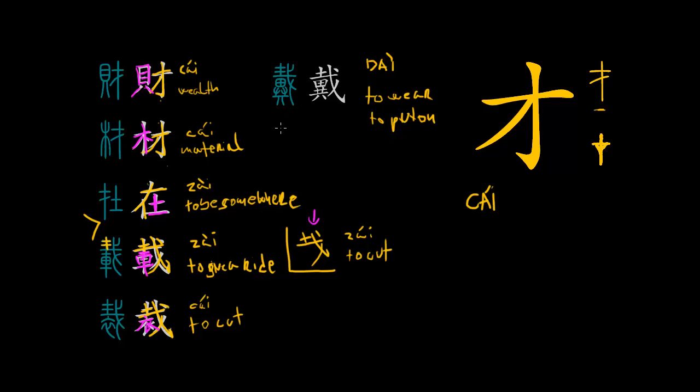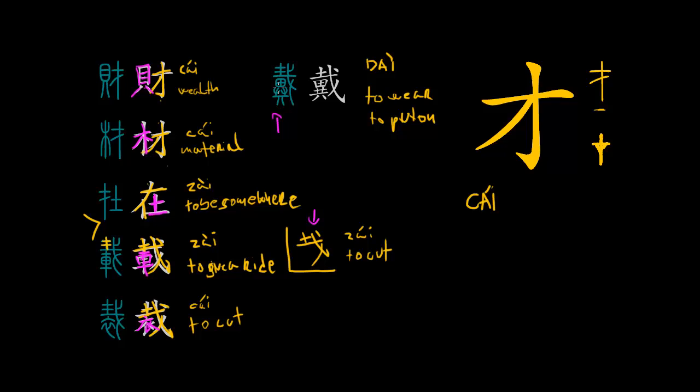But if you look at this version over here, and this is the seal script version of it, this makes more sense because you clearly can see two hands, and then two feet, and this is a mask. So it's a person putting on a mask. So he's becoming different, right? And it's very, very evident from this seal script version of the character.